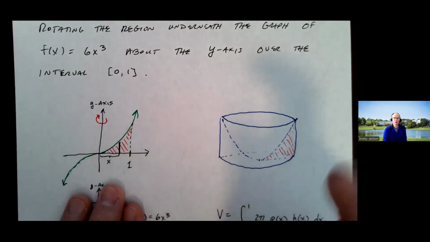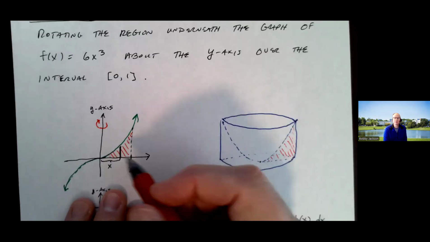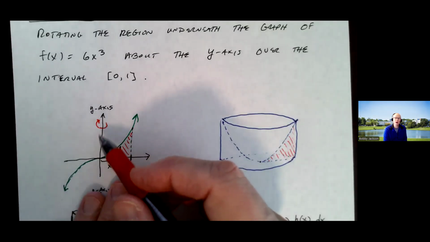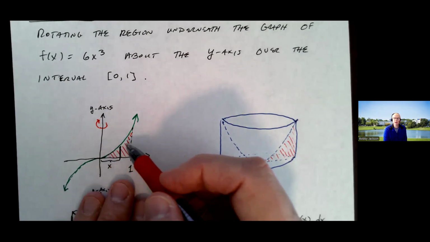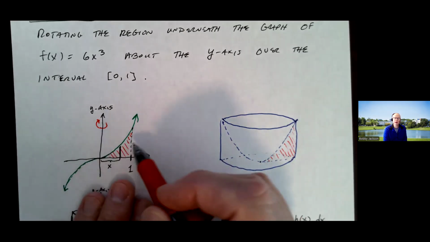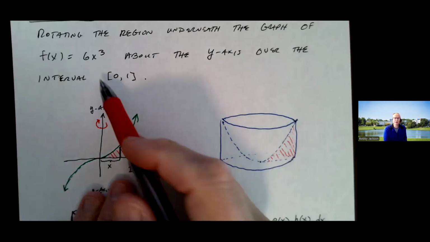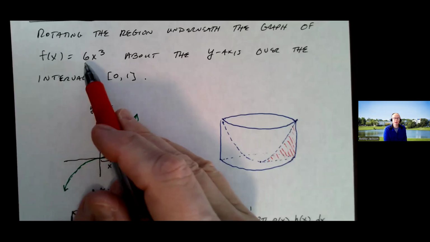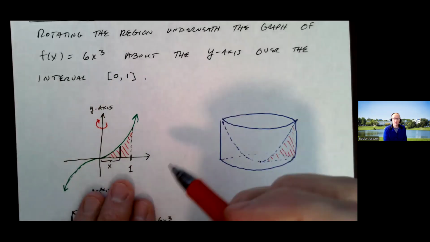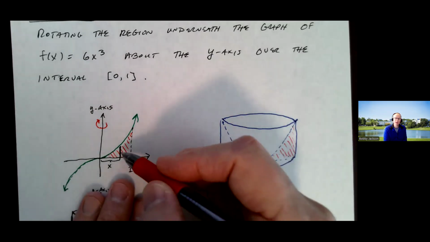Okay, so how do we do that? Well, you could use the disk method, but you would have to integrate with respect to y, so that we would be looking at horizontal rectangles and rotating them about the y-axis this way, and we would actually get washers there. We could do that, but you'd have to solve y equals 6x cubed for x as a function of y. Bottom line is the shell method is a little bit quicker in this problem.